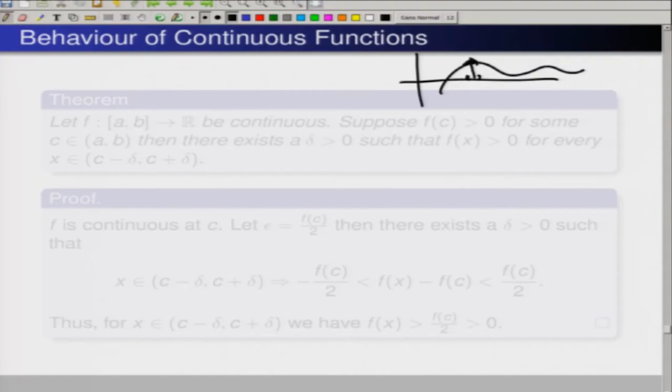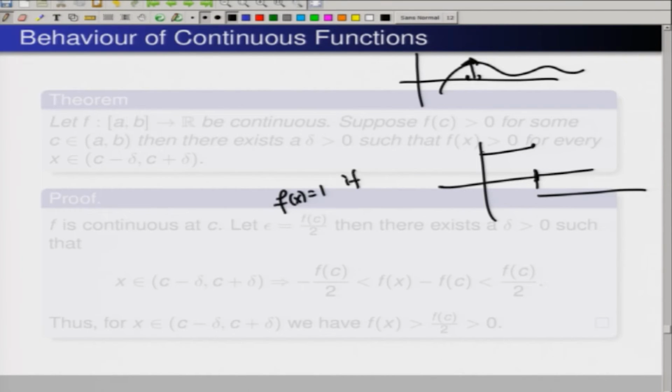Otherwise, the point is that because it is a continuous function, without lifting the pen, I have to travel some positive distance to reach there. Similarly, on this side, I can't suddenly become negative. Whereas if I look at this, suppose this is the function, and then I define another function here, which is negative, suppose this is 1. So this function is f of x equal to 1 if x is less than or equal to 1, equal to minus 1 if x is greater than 1.